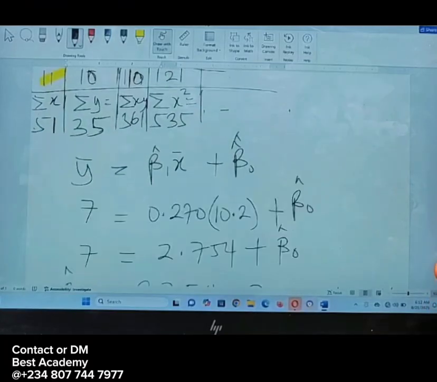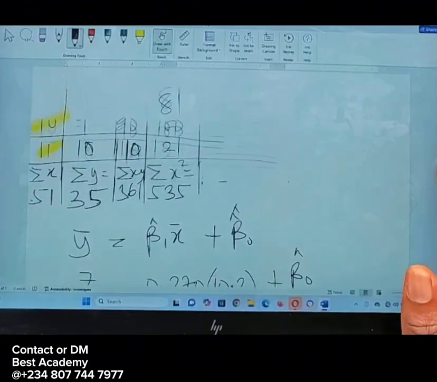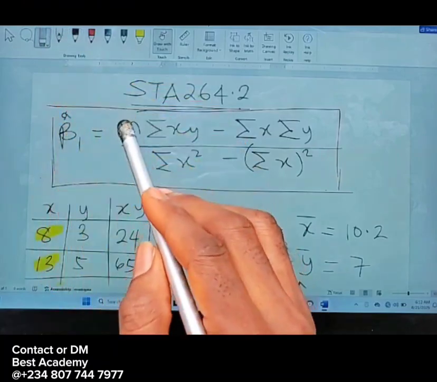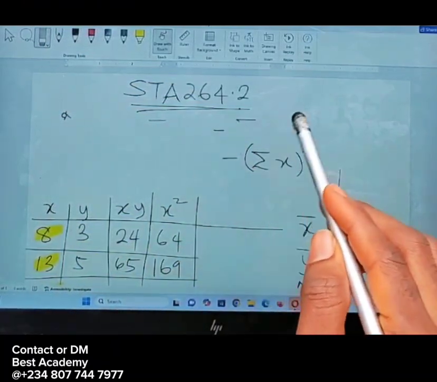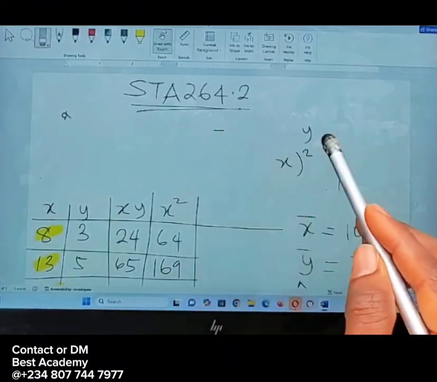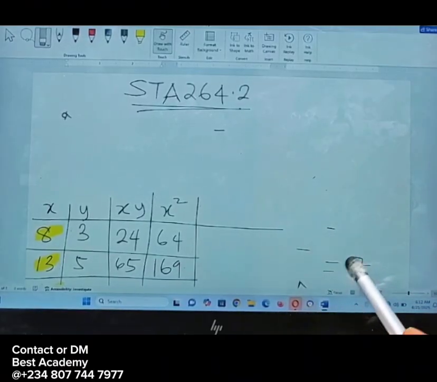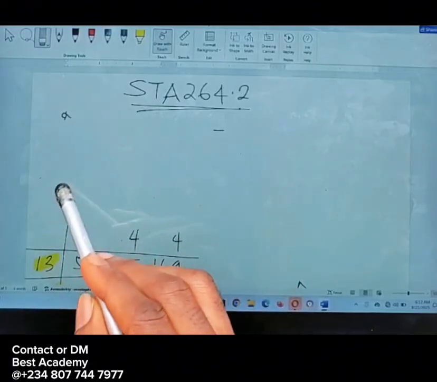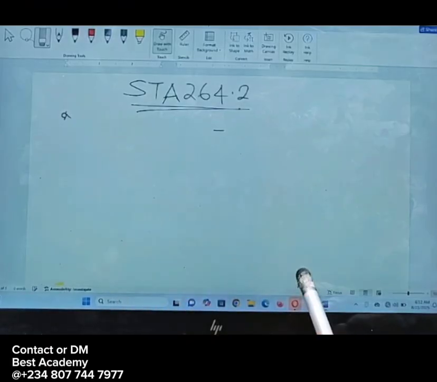But remember, in the question there, we are not asked to find beta naught hat and beta 1 hat. We are asked to find beta 1 and beta naught. So what is the relationship between beta 1 and beta 1 hat? And again, what is the relationship between beta naught and beta naught hat? So now let's try to know the linear relationship between beta naught and beta naught hat, and also the linear relationship between beta 1 and beta 1 hat.